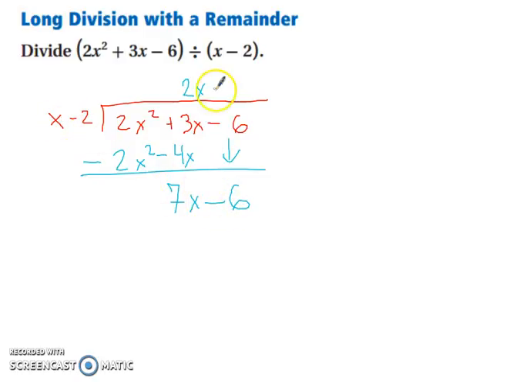So x times what is 7x? 7. So we have 7x minus 14, and then we subtract. So 7x minus 6 minus 7x minus 14 is going to leave us with 8.